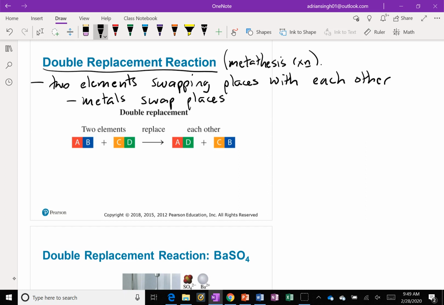So for instance, if I have two compounds, AB and CD, what can happen is A can come in and take the place of, or replace, C, but then C doesn't end up going on its own. It actually comes back and also replaces, or takes the place of, A. So we make two brand new products now, a new combination, AD and CB. So these are our new combinations that are made as those two elements, those two metals, swap places with each other.